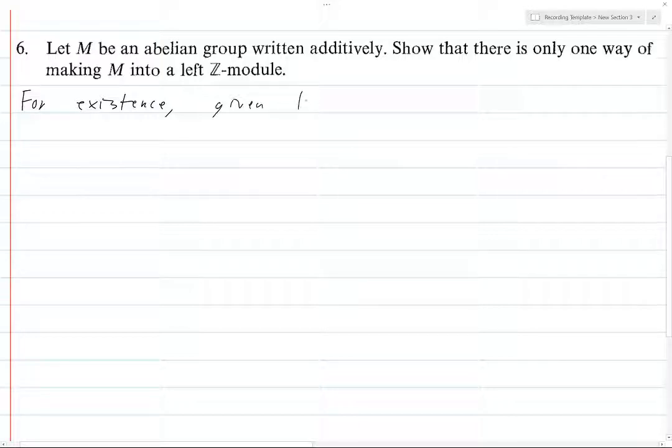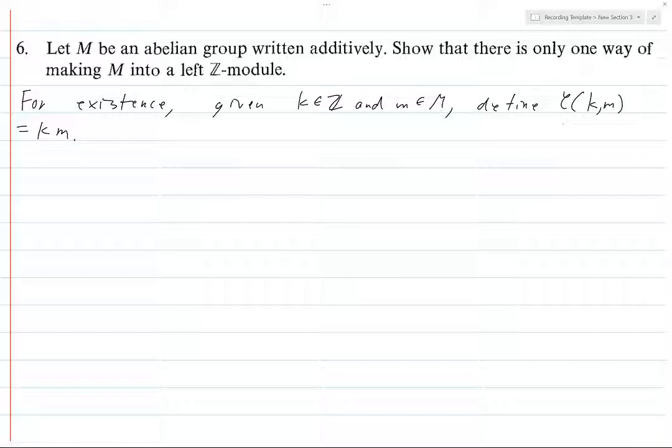given some k in Z and little m in big M, define a map. And of course I'm going to write the map explicitly here, and you'll see why. We're going to say phi of (k, m) is going to be equal to k times m. So on the left, this phi is the product that we're going to use, the map that's going to define our module structure. And then km on the right here, this is just, if k is 0, then it's just 0, the identity of M.